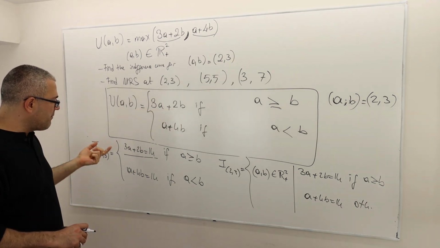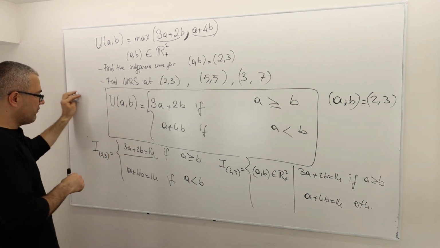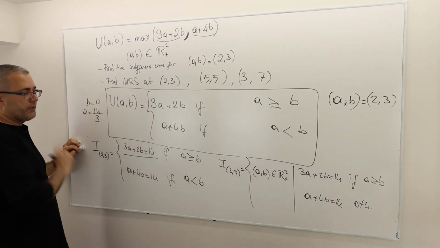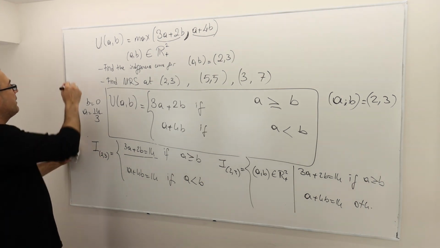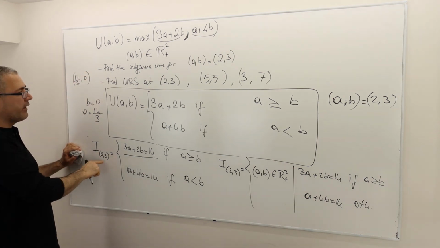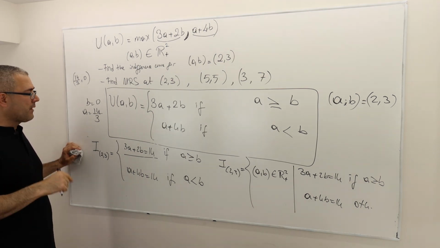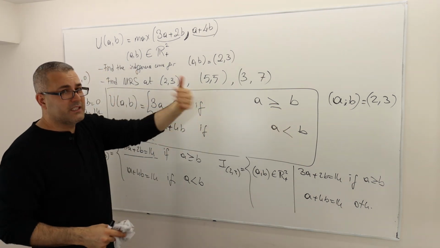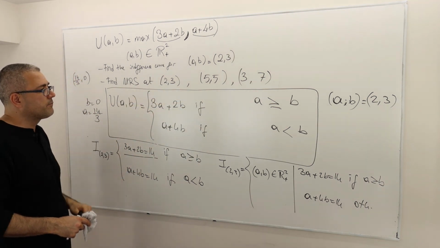Actually, can I pick any number? Yes, for example, A has to be greater than B. Okay, so B equals 0, A equals 14 over 3, for instance. So this point and 2, 3 have exactly the same utility level, so they're indifferent to each other. And at this point, A is greater than or equal to B, so it satisfies this condition, and its utility is calculated according to this one, not this one.